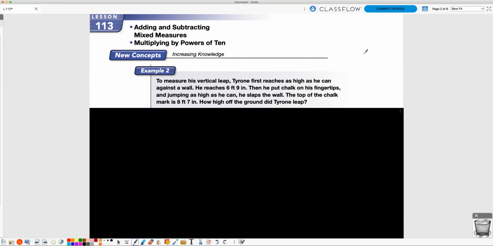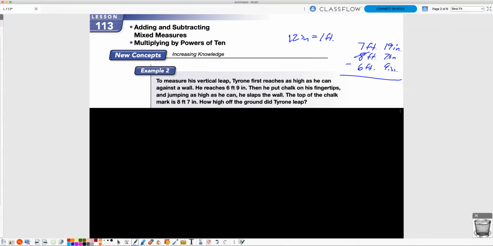So you need to take 8 feet 7 inches, and if we're going to subtract 6 feet 9 inches, you notice you run into a problem here. 7 minus 9 does not work, so we're going to borrow 1 foot here. We're going to add 12 inches over here. So remember, 12 inches equals 1 foot. So if you have 12 inches equaling 1 foot, you know that 12 plus 7 makes 19 inches.